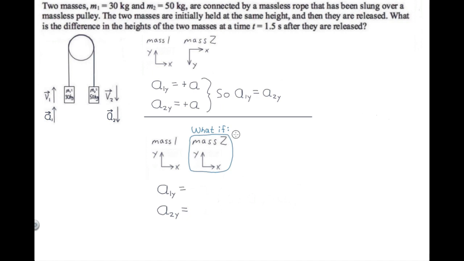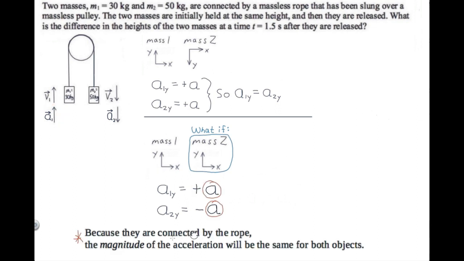Now, what would happen if we had chosen up as the positive y direction for both objects? In that case, a sub 2 would still point down. But now, down would represent the negative y direction for mass 2. So a sub 2y would be negative. In this example, we haven't changed anything for mass 1, so a sub 1y will still be positive.